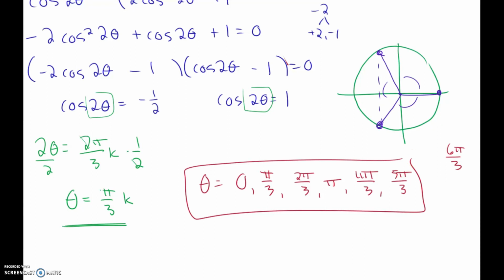I think I got it right. I'm going to double check my answer in the book. Woot, it's right.